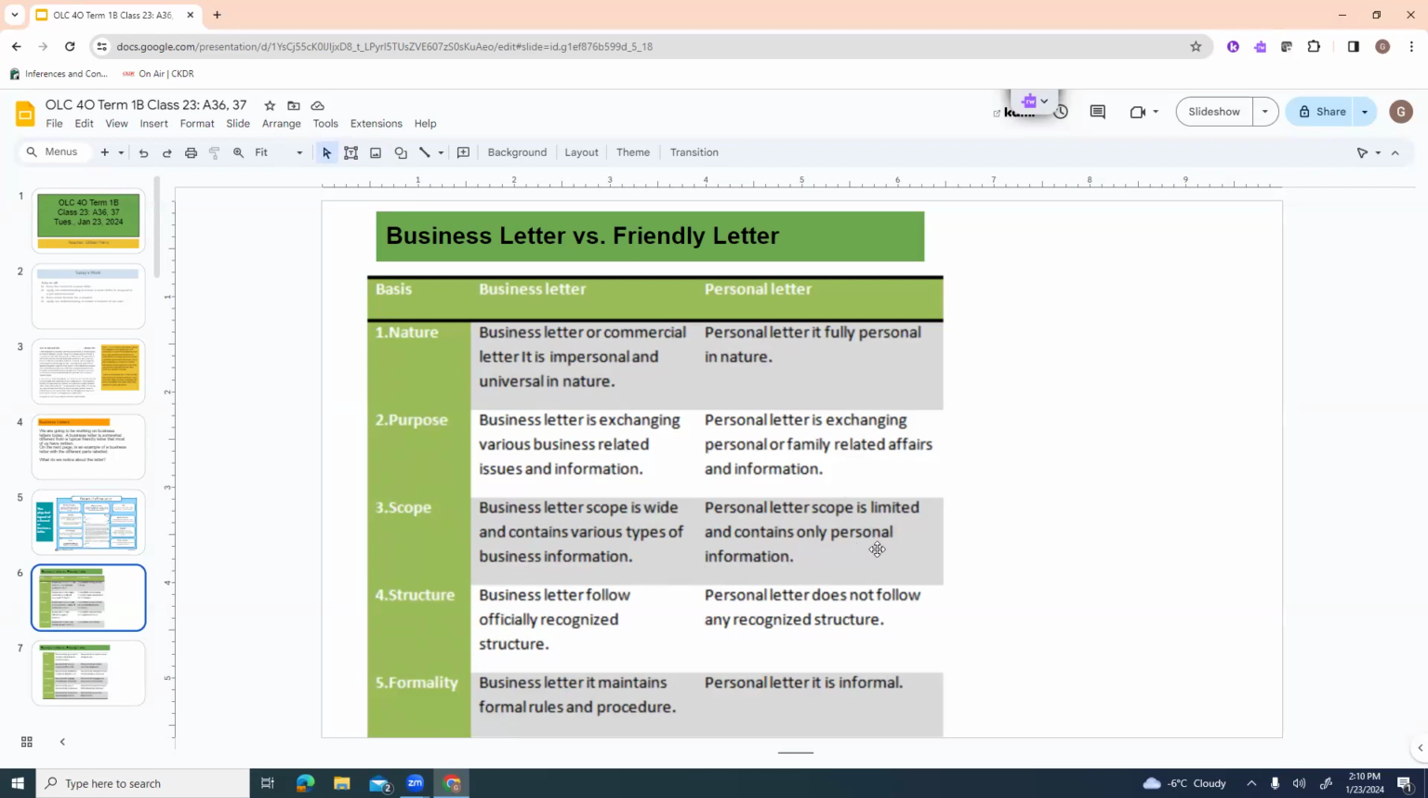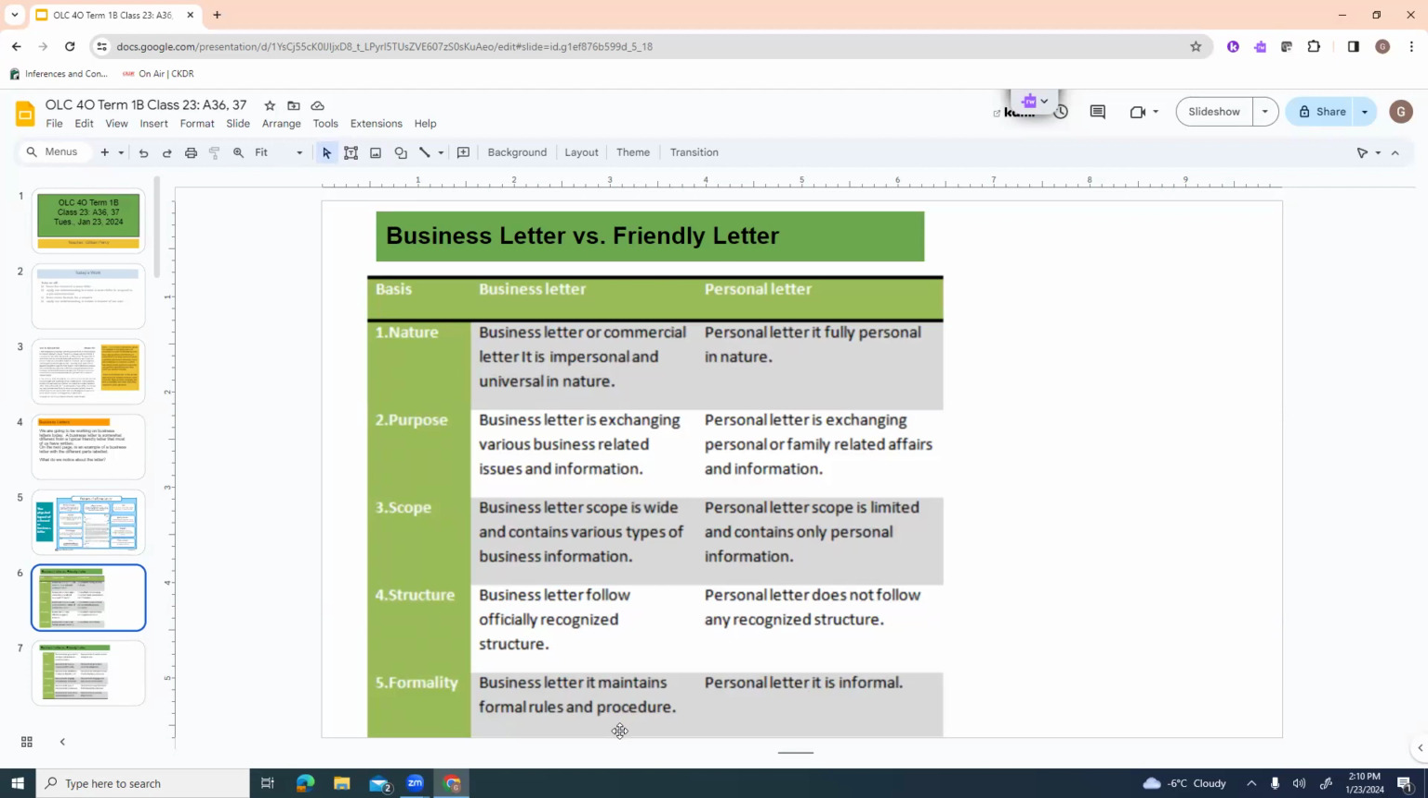A personal letter's scope is kind of limited and is usually only going to list your information and maybe some questions about the other person. Structure. Business letters generally have to follow a recognized structure. A personal letter could follow any kind of structure, right? You could include all sorts of emojis or pictures or photographs or whatever you felt like. It doesn't matter because it's just going to a friend.